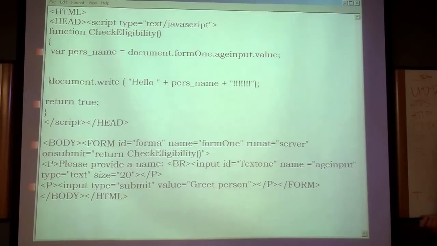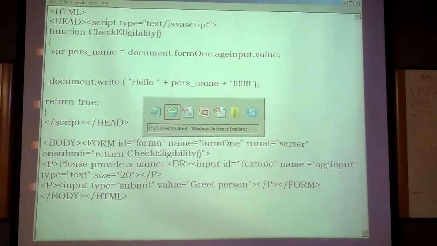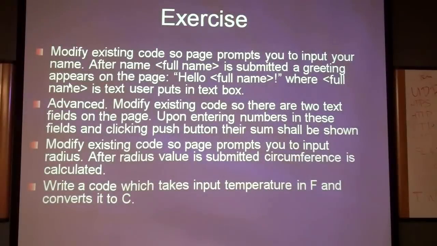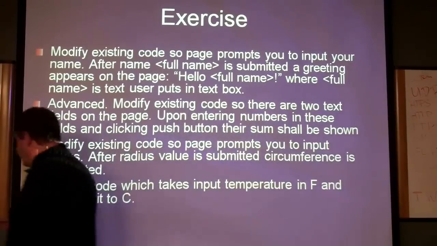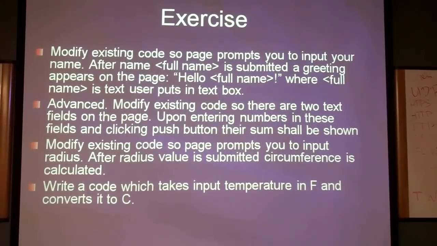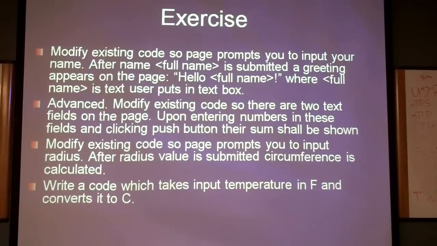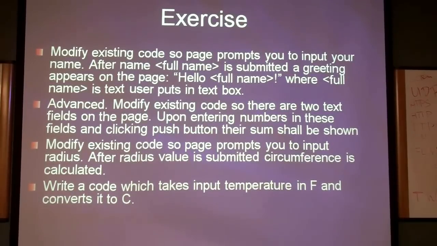Now, going to exercise number 3 and 4. Number 3, you should be able to convert, let's see, what we do there. We have to modify the existing code so the page prompts you to enter a radius, okay? And then based on that radius, we should be able to calculate the circumference, okay? So instead of greeting a person, we ask the user to input some number, which is a radius. So I'm erasing this.